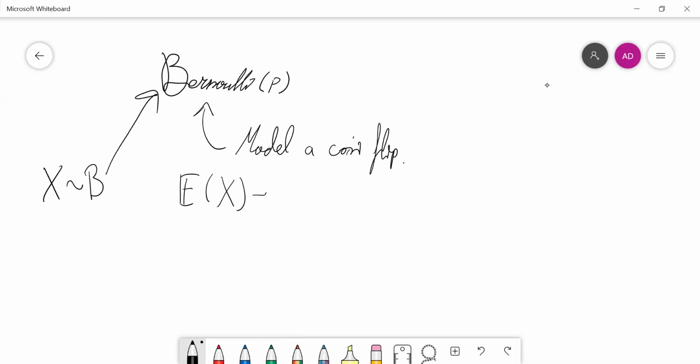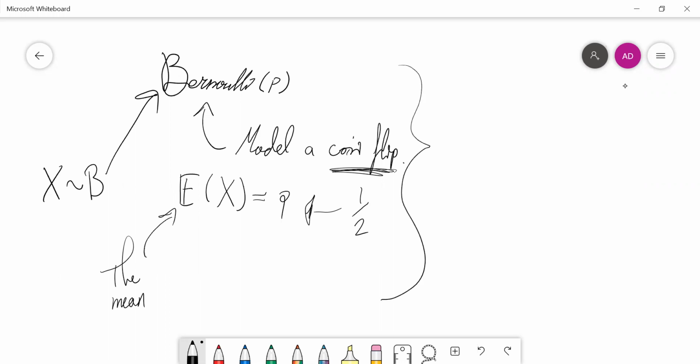And so the expectation of this is going to be, with the expectation of X being p. And remember, the expectation is just a fancy word for the mean. So this p right here, in the example of a coin flip, right, is going to be 1/2 if we're modeling a fair coin. The theoretical mean of a fair coin would be 1/2. So this proportion, if we're, say, testing a bunch of coins, or if we're asking people whether or not they agree or disagree, is really going to be what we're after.